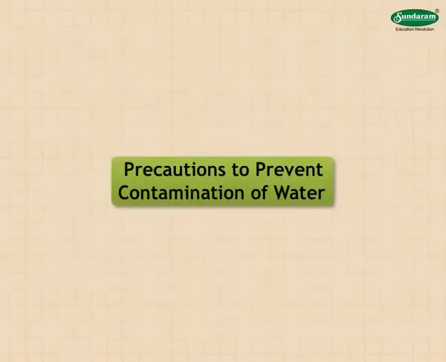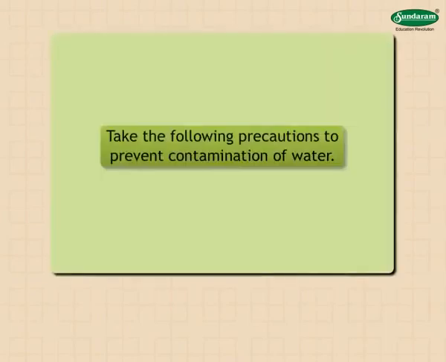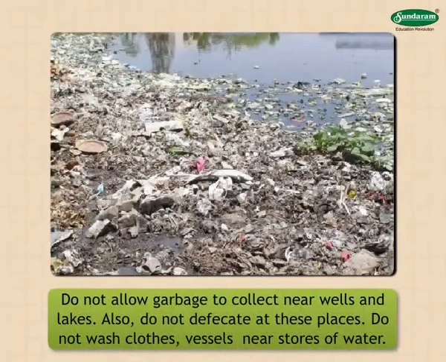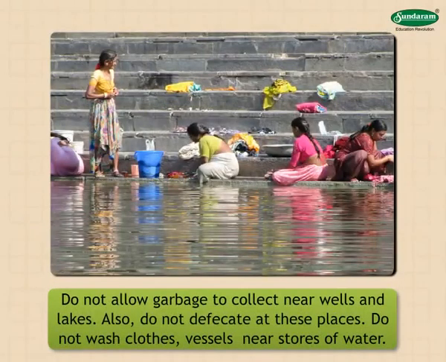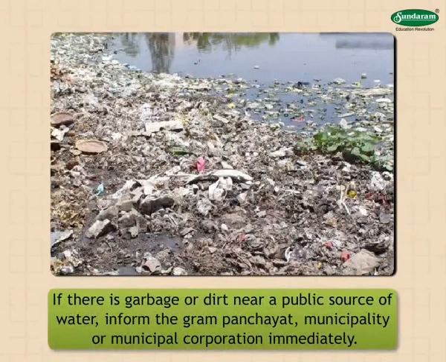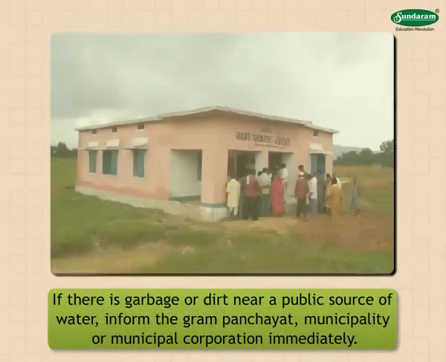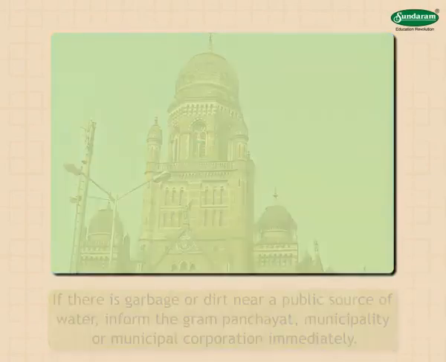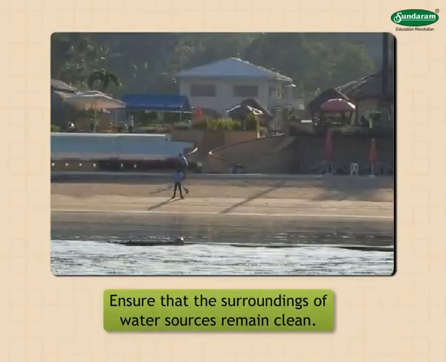Precautions to prevent contamination of water. Take the following precautions to prevent contamination of water. Do not allow garbage to collect near wells and lakes. Also, do not defecate at these places. Do not wash clothes or vessels near stores of water. If there is a well in your backyard, keep its surroundings clean. If there is garbage or dirt near a public source of water, inform the Gram Panchayat, municipality or municipal corporation immediately. Ensure that the surroundings of water sources remain clean.